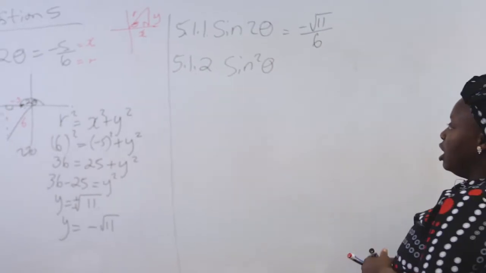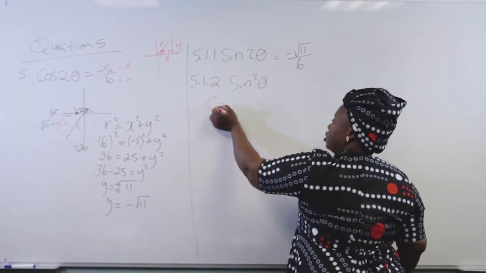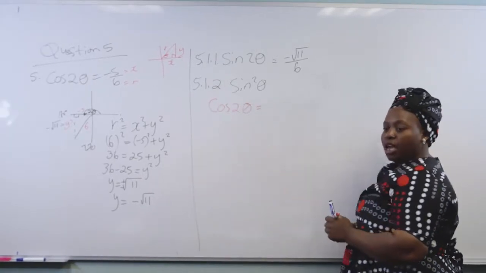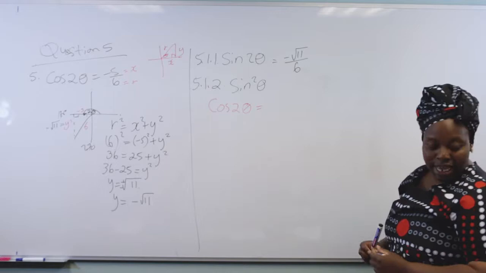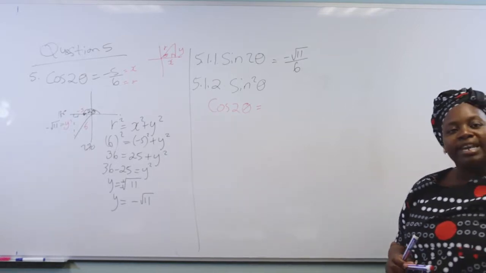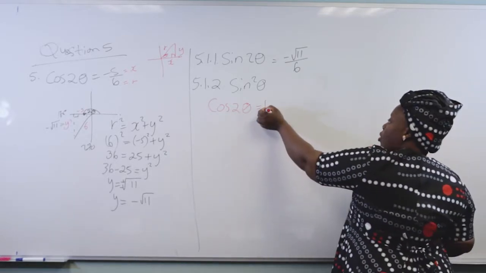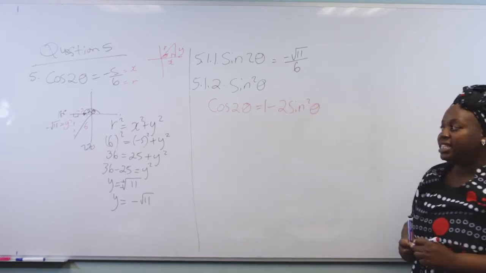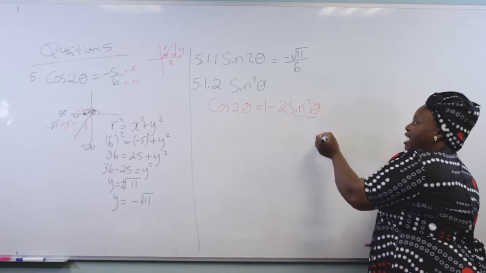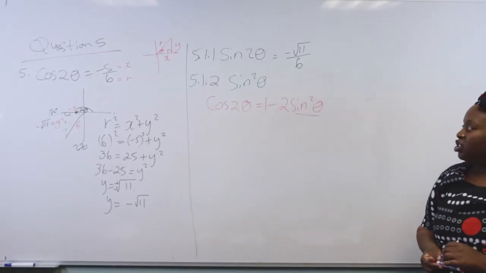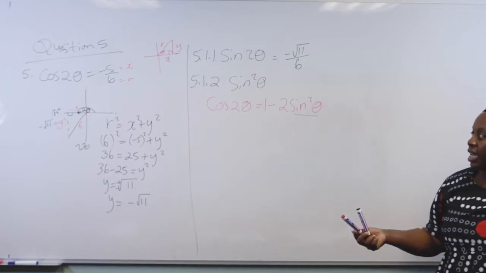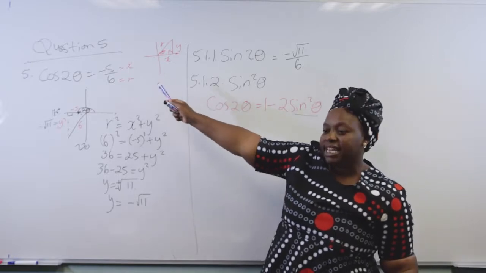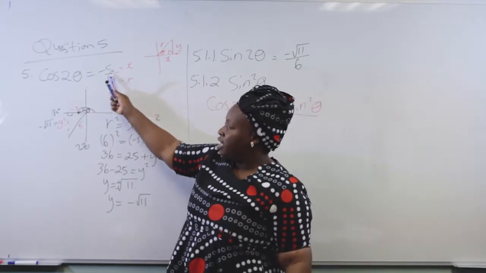For now, I can go to the formula sheet and check cos 2 theta. Remember, it has 3 things. So it can be cos squared theta minus sine squared theta, or it can be 1 minus 2 sine squared theta. So if I use 1 minus 2 sine squared theta, have you realized that already I have what I'm looking for? Sine squared theta. What I need to do is just make it the subject of the formula and get to the solution. What is cos 2 theta? Cos 2 theta was given to me as negative 5 over 6 there in the first statement.